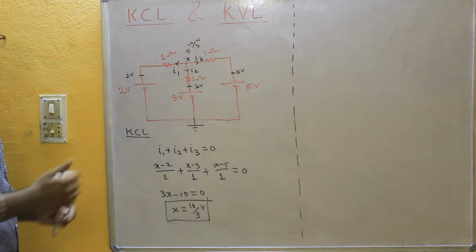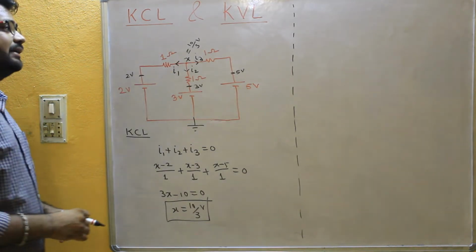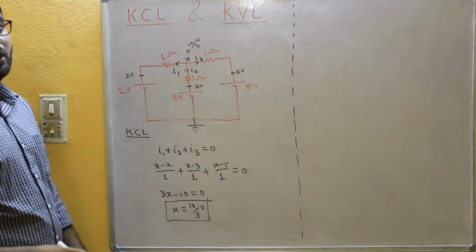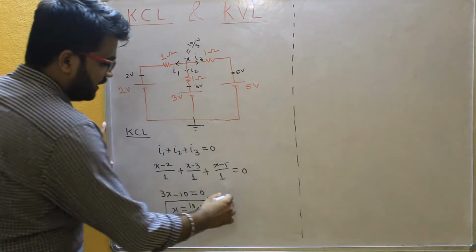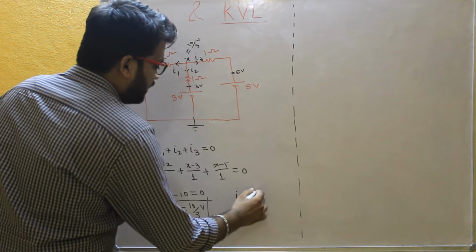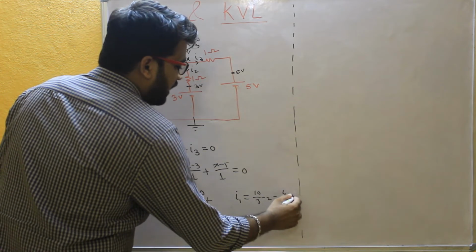And it is very simple now. What is the current I1? Current I1 is 10 by 3 minus 2, right? So we have I1 as 10 by 3 minus 2, and that is 4 by 3 ampere.